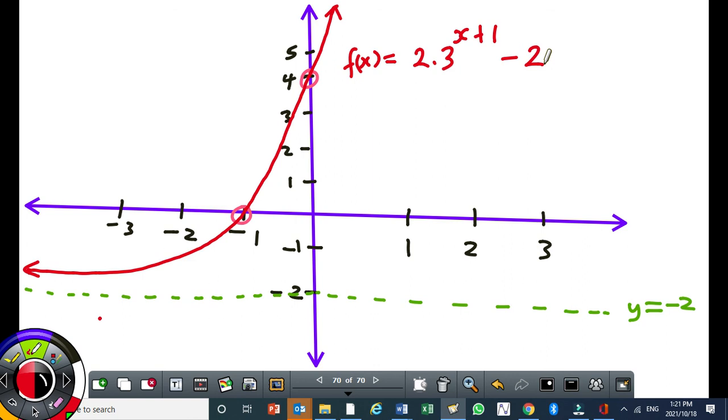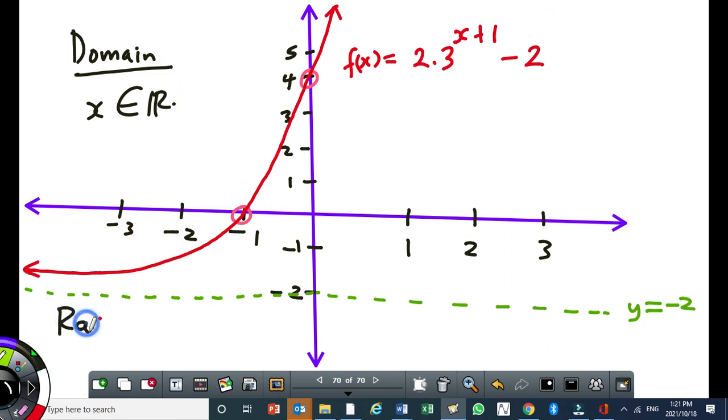Right? So, let's write the domain. Now, the domain doesn't change. X is an element of the real numbers. No stress. So if I ask you to write the domain of any exponential function, you can write it whilst your eyes are closed. If I come to your home and wake you up while you're fast asleep and ask what's the domain of any exponential function, you can tell me. All right. Can you follow, please, sir?